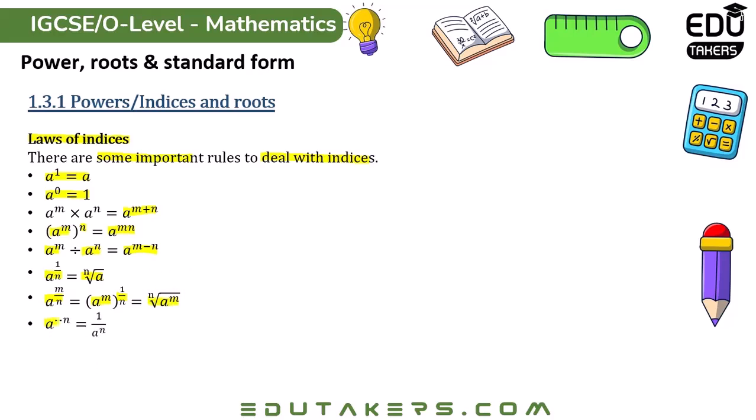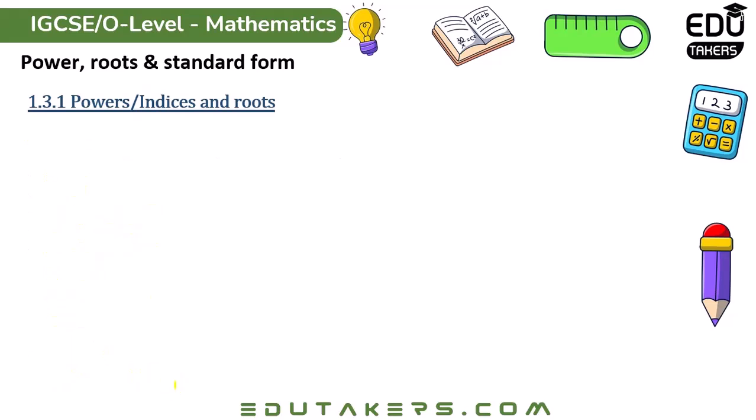A raised to power negative n will be equal to 1 over A raised to power n. And A over B, whole power m, will be equal to A raised to power m over B raised to power m. Similarly, if A over B is raised to power negative m, then it will be B over A, whole raised to power m, equals B raised to power m over A raised to power m.